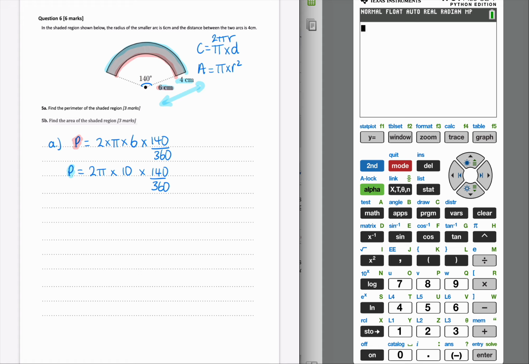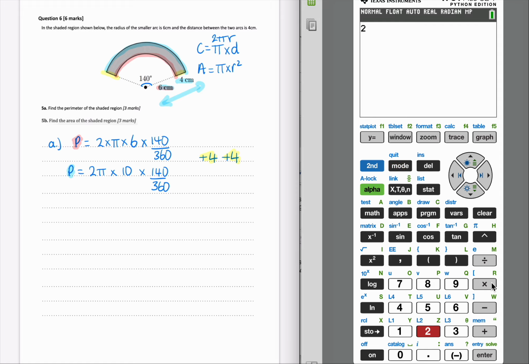And then we also need to remember that we have to add on the 4 and the 4 for the 2 ends of the circle as well. So we need to make sure that we also remember to add on 4 and add on another 4 for the 2 ends. So in total, we can just put that into our calculator.